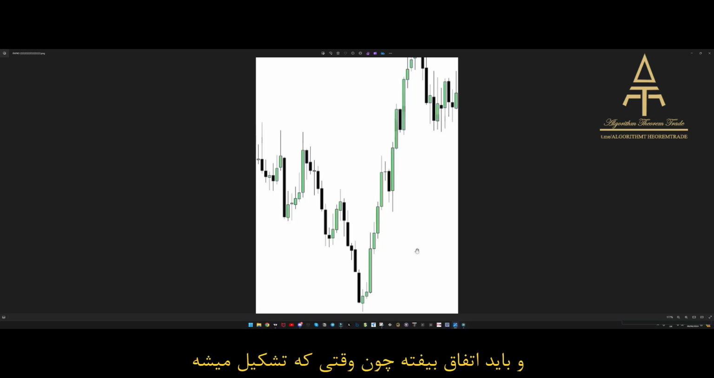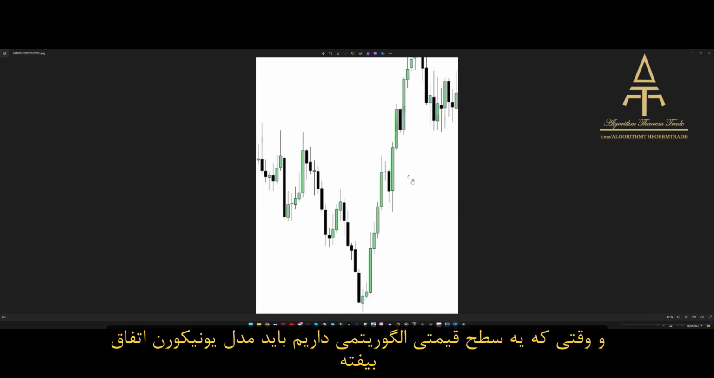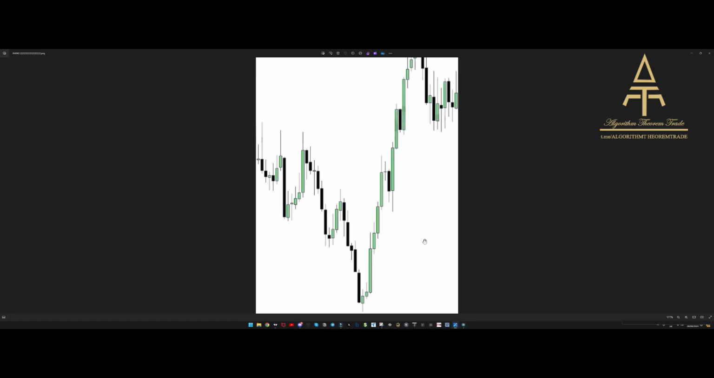And it has to be there because when this occurs, there's an algorithmic price level. And when there's an algorithmic price level, there has to be a unicorn model. It has to be there. It's the signature of exactly what's happening, and this gives you the heads up.